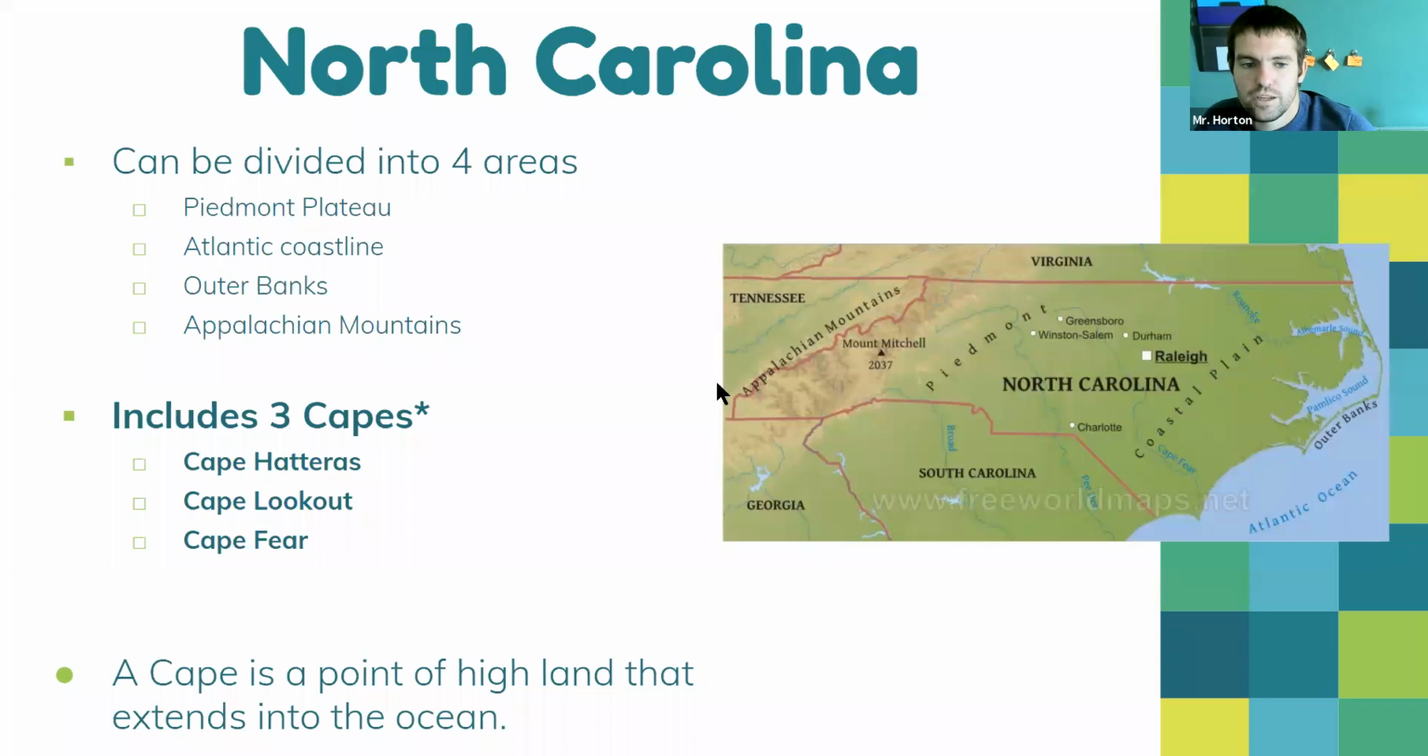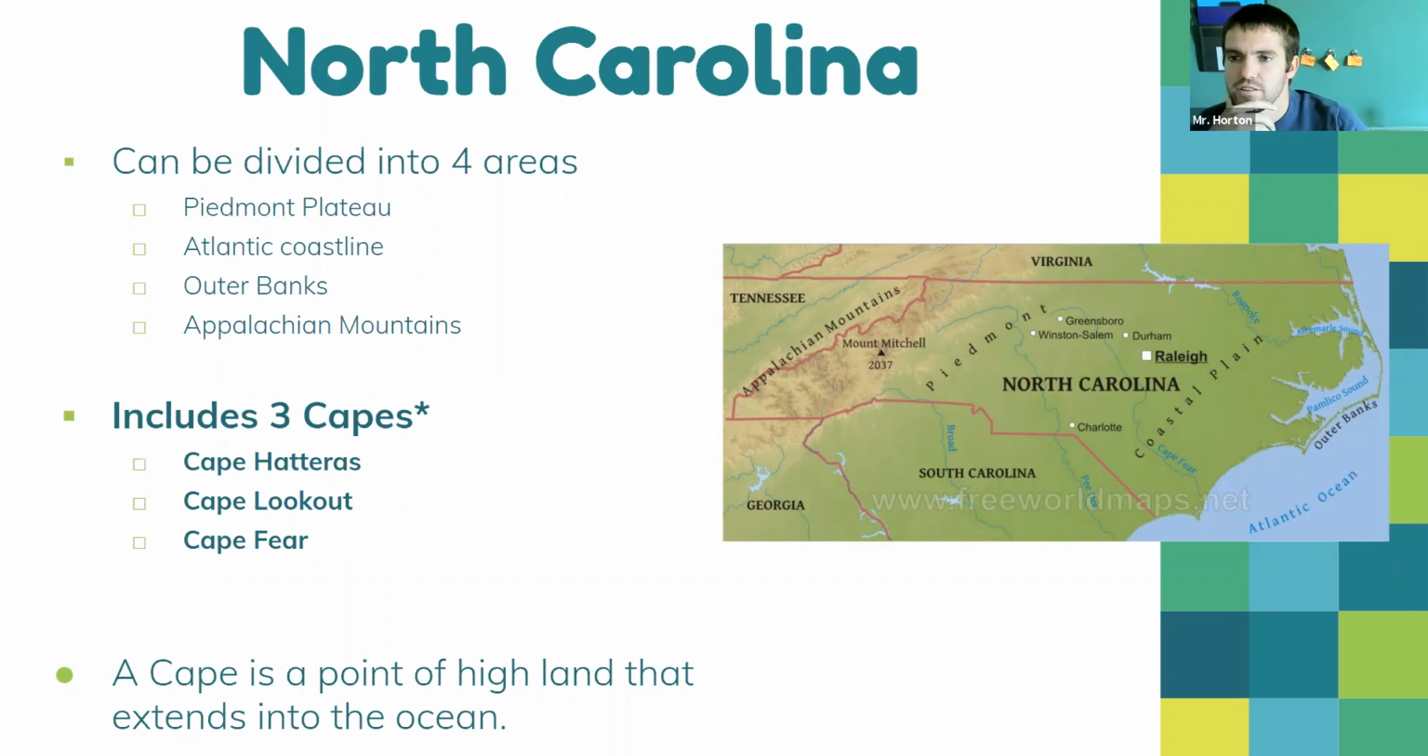So it's divided into 4 regions, and all we're writing down is it includes 3 capes. And remember, a cape is a point of land, high land that extends into the ocean. All right, so North Carolina includes 3 capes. You might have been to North Carolina maybe a couple times.